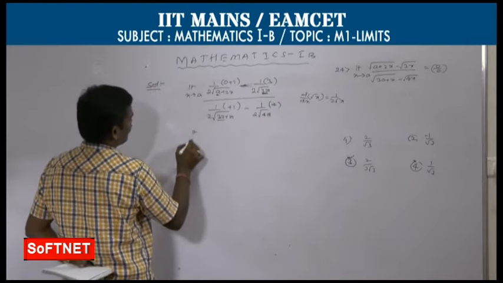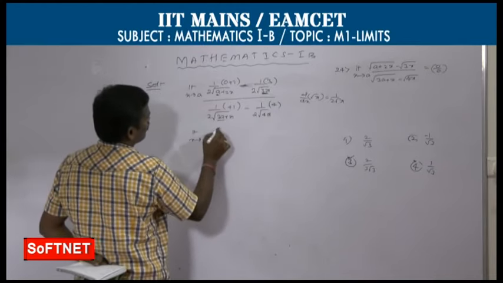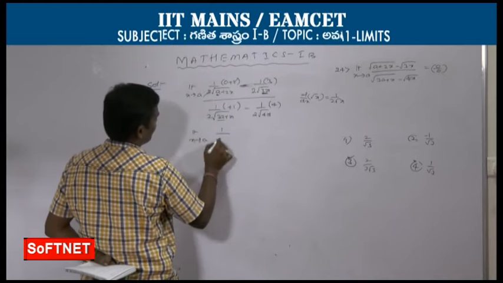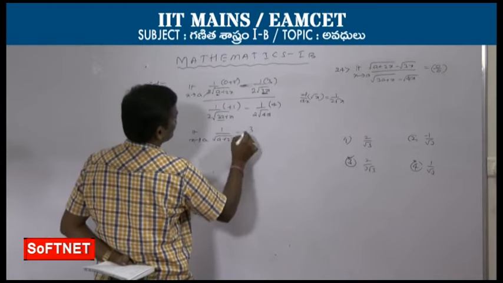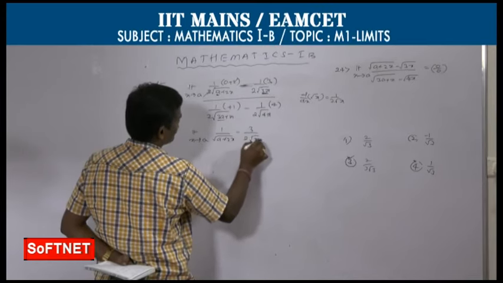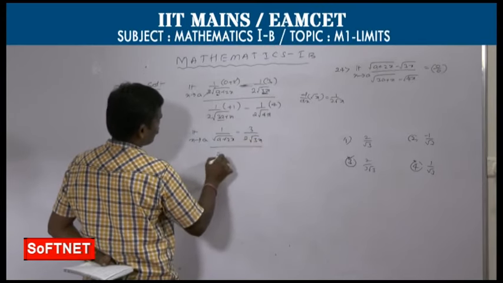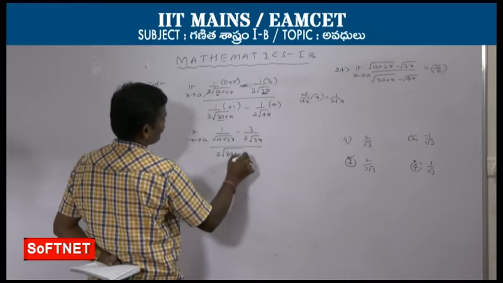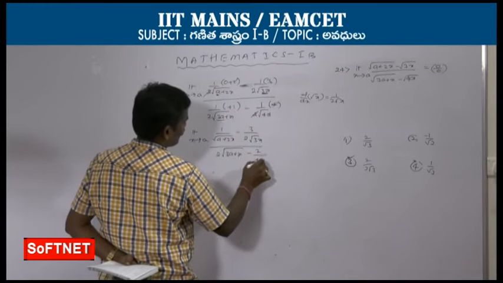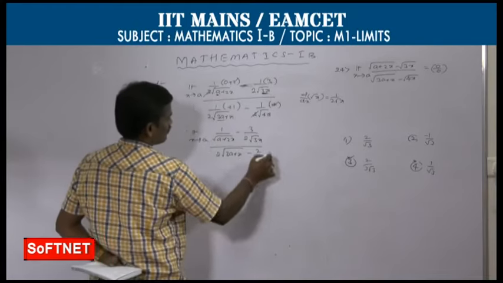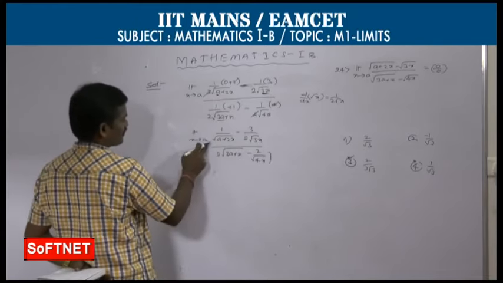Next simplify this. Limit x tends to a, 2 cancel, 1 by under root a plus 2x minus 3 by 2 root 3x, by 2 root 3a plus x minus 2 by 4x under root. So substitute the limit x tends to a.